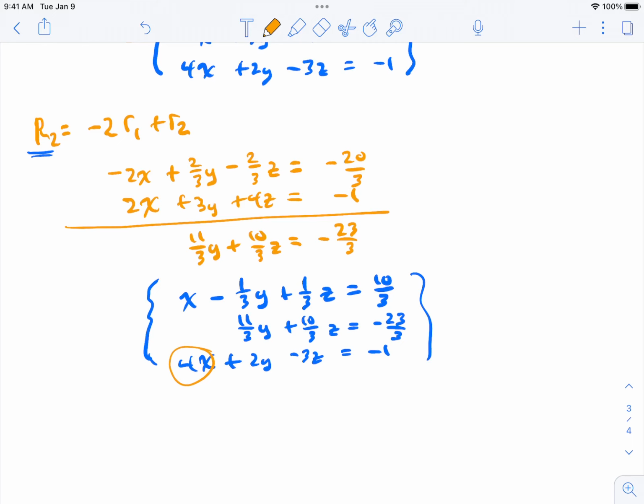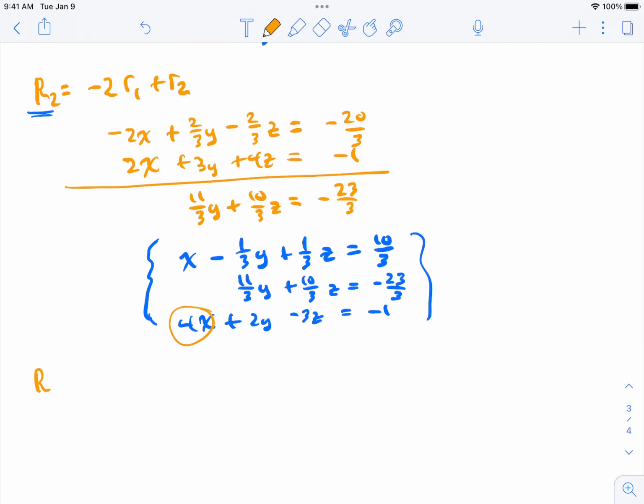Next target, get rid of that x. So we're going to change row 3. How are we going to do it? Well, I want to add 2 equations together to make it go away. The equation I want to add, of course, is this one, but I want to make that x into a negative 4x. So you take negative 4 times row 1 and add row 3 to it to get the new row 3.